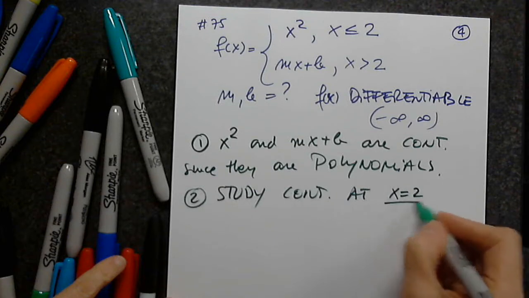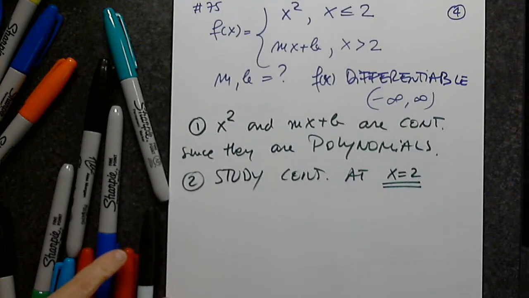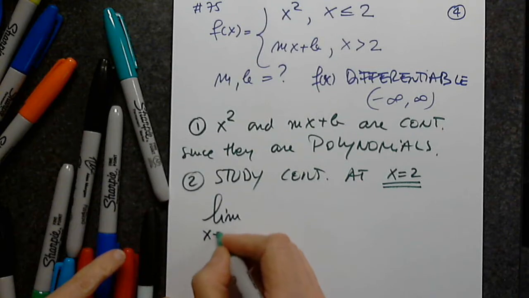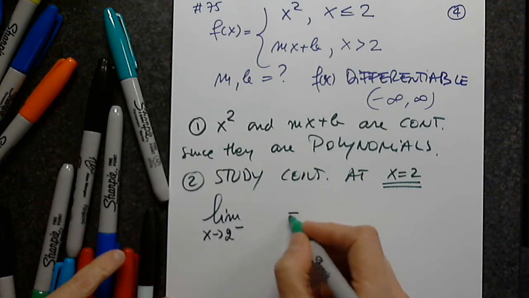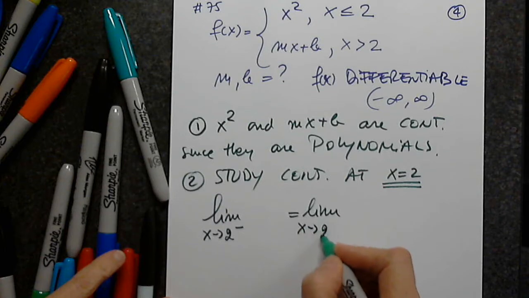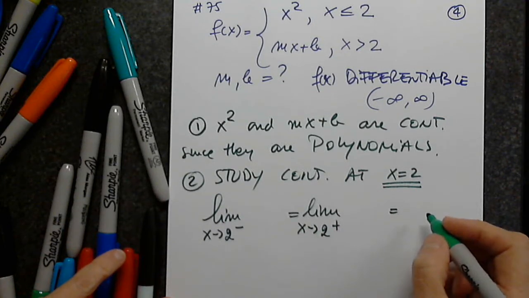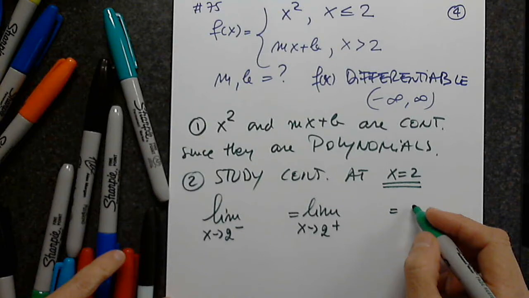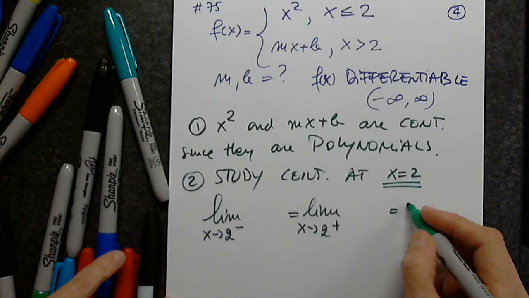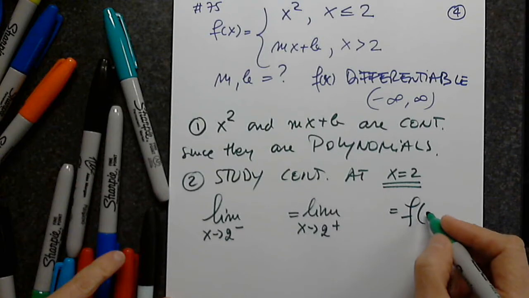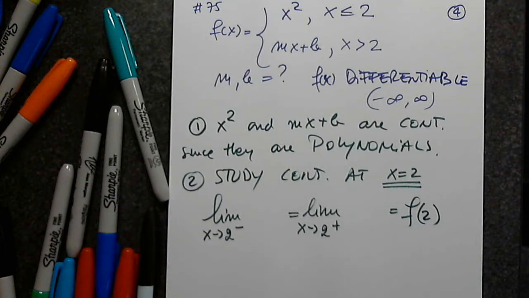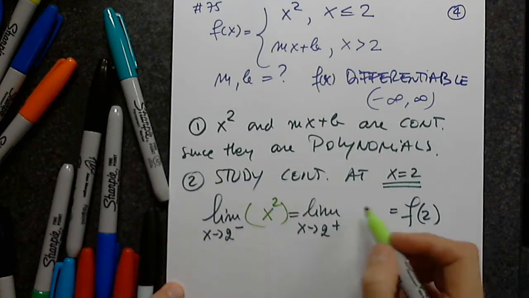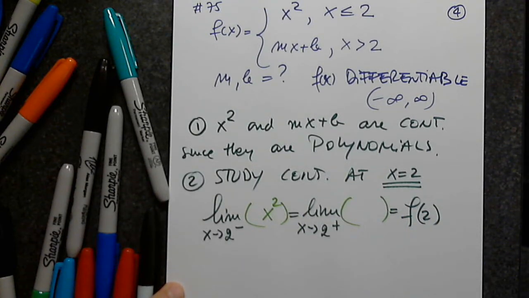Of course, I will have to write the definition that the limit as x approaches 2 from the left must equal the limit as x approaches 2 from the right, and must equal f of 2. Right, exactly. Now, which function do I write from the left of 2? I want to write it right here. Which function do I write from the right of 2?